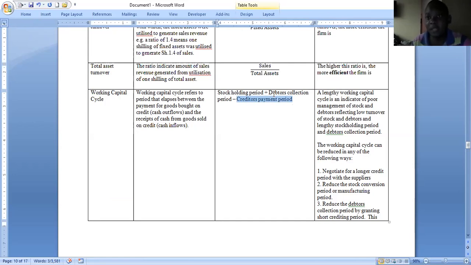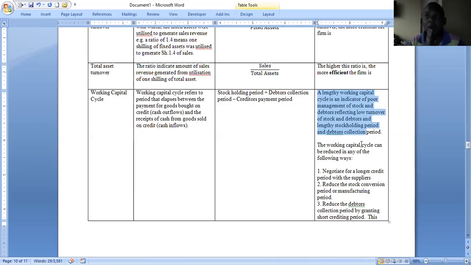So a lengthy working capital cycle is an indicator of poor management of stock and debtors, reflecting low turnover of stock and debtors and a long stock holding period and debtors collection period. So the shorter the working capital cycle, the more efficient the business is. And vice versa, the longer the working capital cycle, the less efficient the business is.